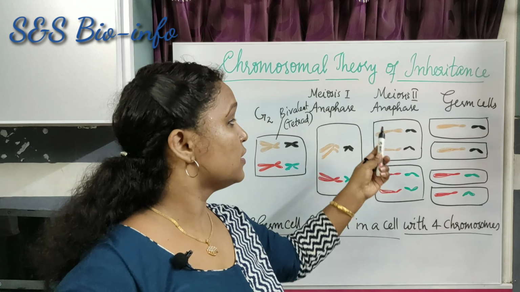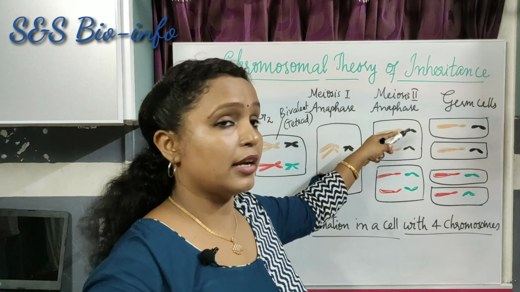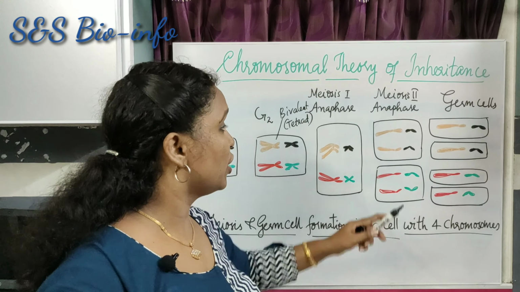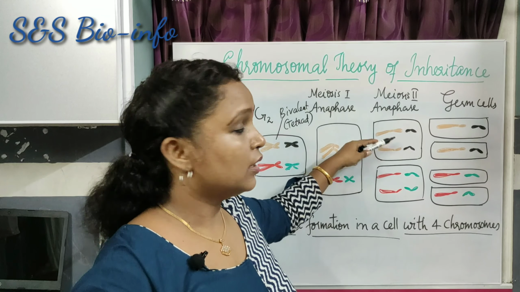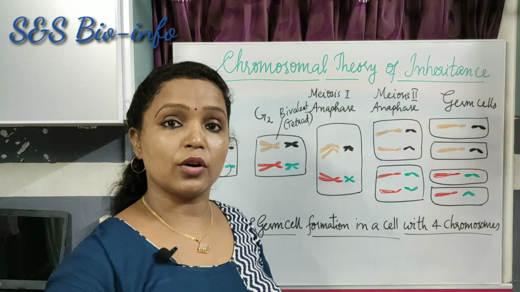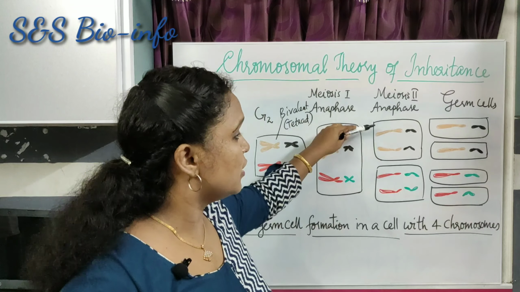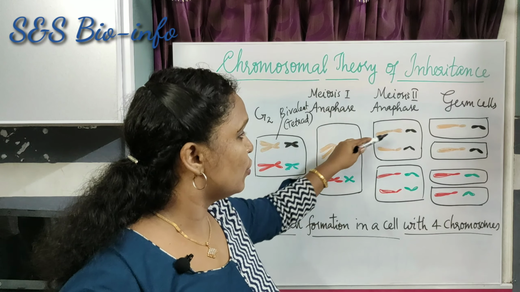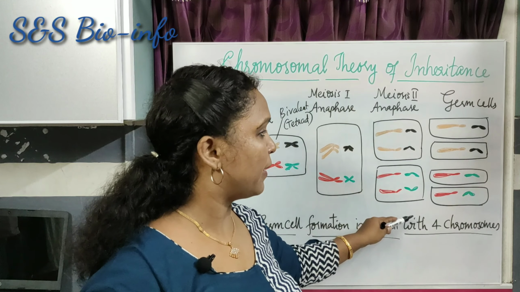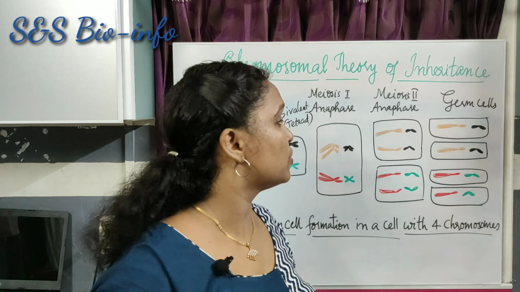Then the next phase is meiosis 2. Meiosis 2 is equal to mitosis, that's the anaphase phase. So here what happens? The segregation of the sister chromatids of each chromosome, which move towards the opposite poles. So here you can see these 2 sister chromatids move to opposite poles. These 2 also move to opposite poles. Here also you can see the same pattern. So this results in the formation of 4 cells.